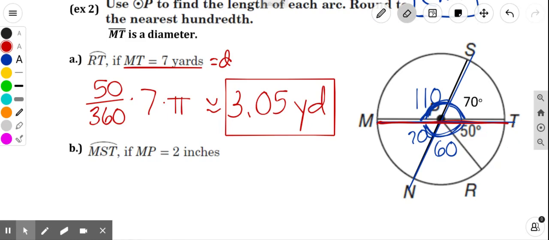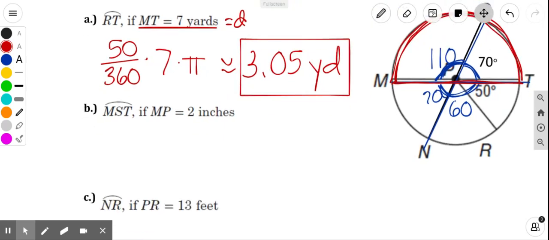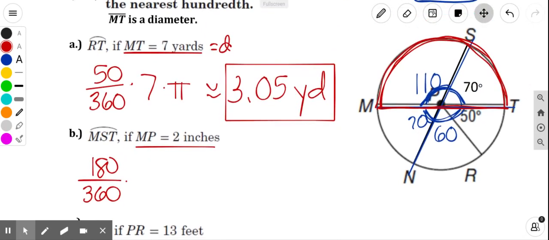Okay, next we have MST. So MST, remember, trace from M to S to T. MST is a semicircle, which is 180 degrees. So 180 over 360. And then we're going to determine, is MP a radius or a diameter? So let's look at the picture. MP is here, which is a radius.